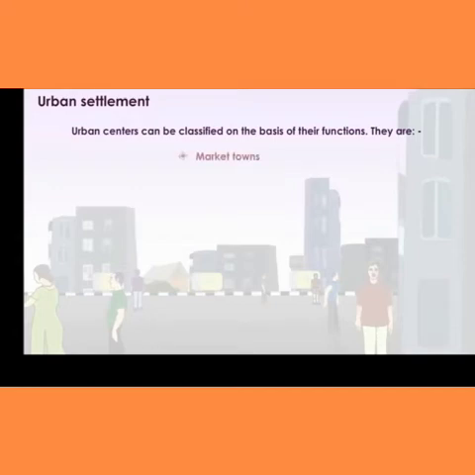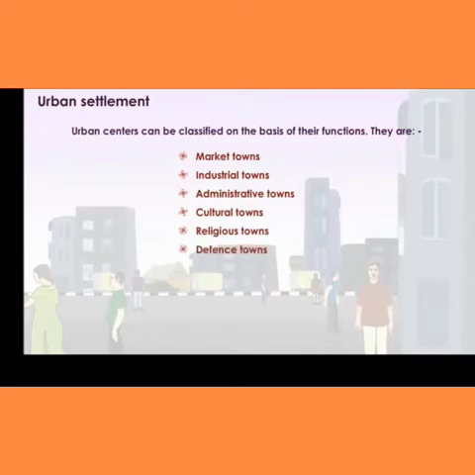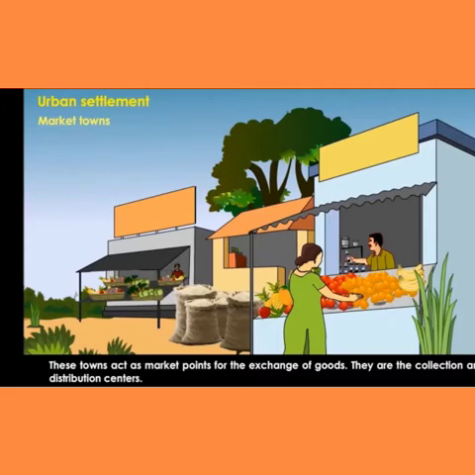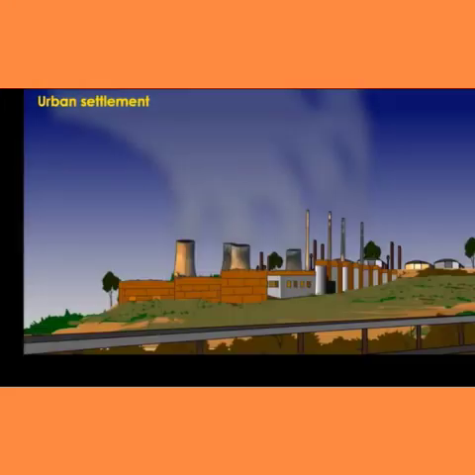They are market towns, industrial towns, administrative towns, cultural towns, religious towns, defense towns, port towns, mining towns, resort towns, and residential towns. Market towns. These towns act as market points for the exchange of goods. They are the collection and distribution centers.